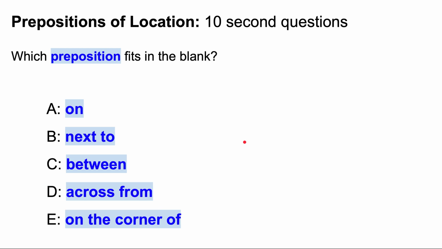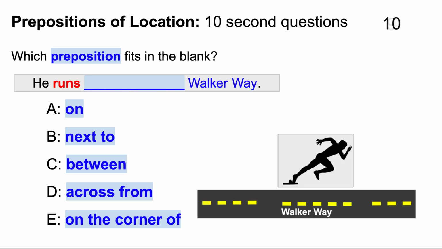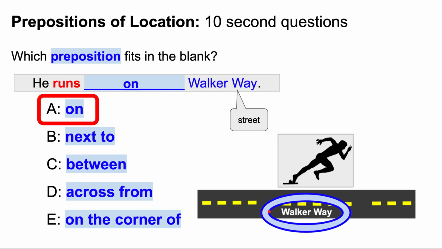Next. Which preposition fits in the blank? He runs blank Walker Way. He runs on Walker Way. Walker Way is a road. The action happens on this road. So on Walker Way. Remember, on plus street.